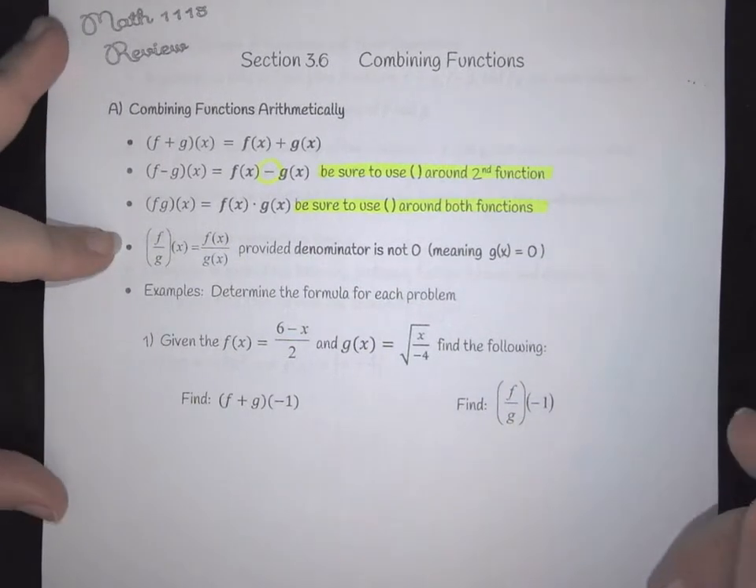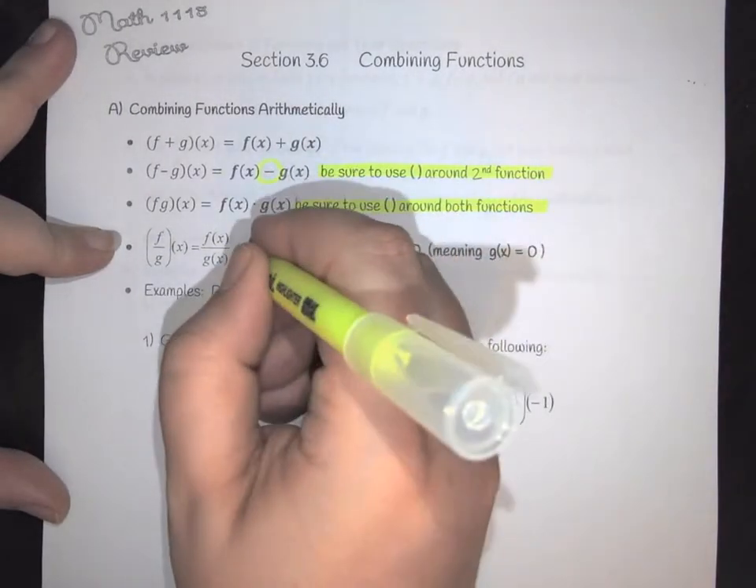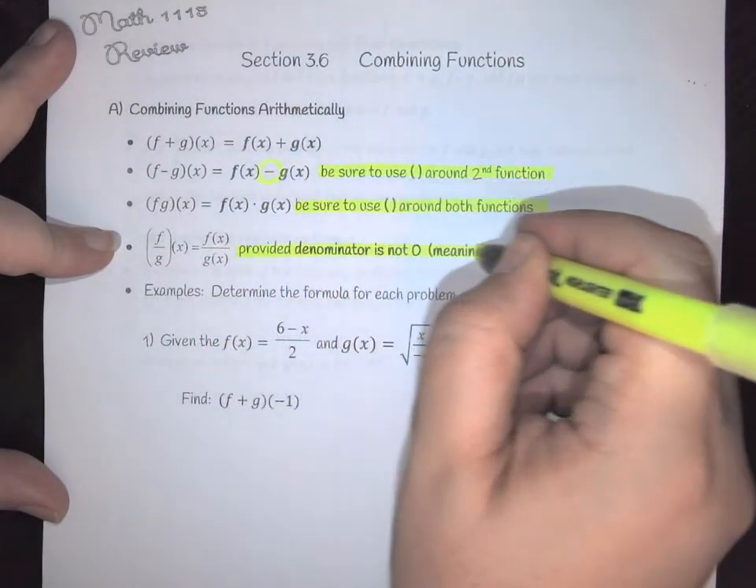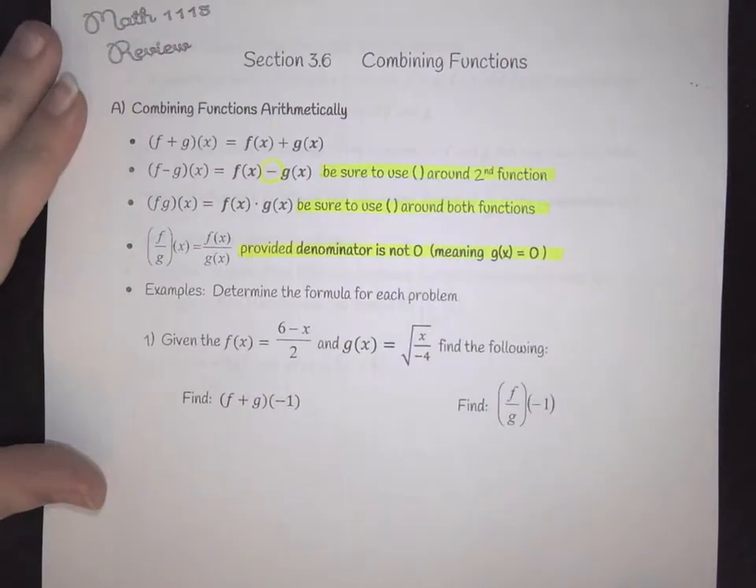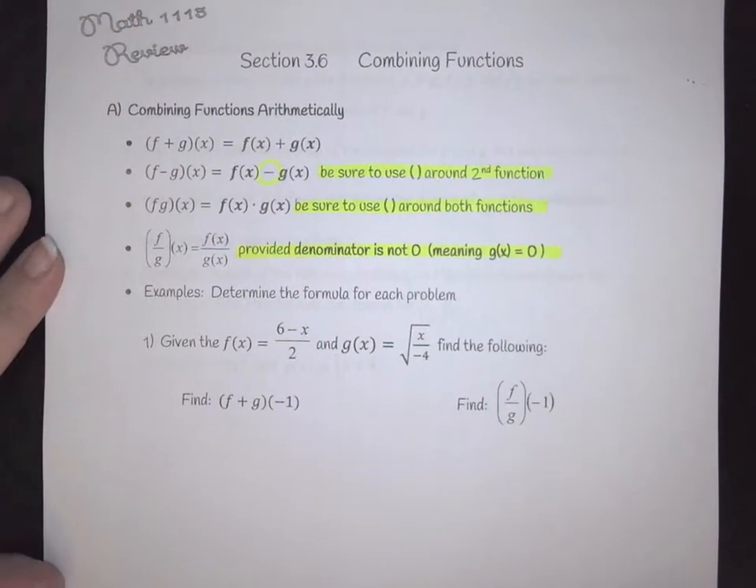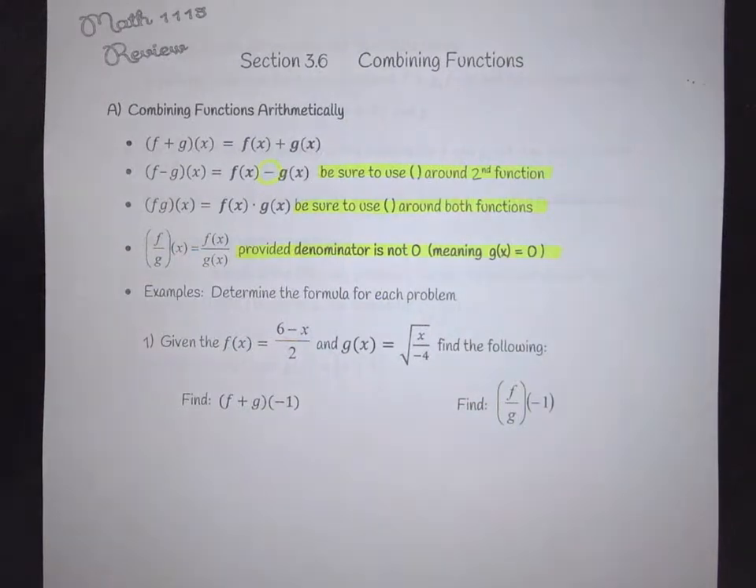And last, when you divide, you need to make sure that whatever you do, your denominator is not 0, meaning your second function cannot equal 0. If it does, then obviously you can't divide them. So those are the little guidelines that you have to keep in mind when doing your operations with your functions.